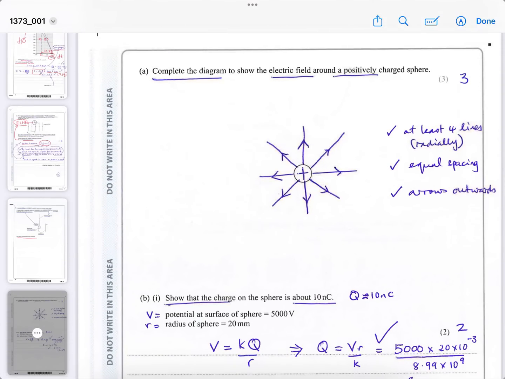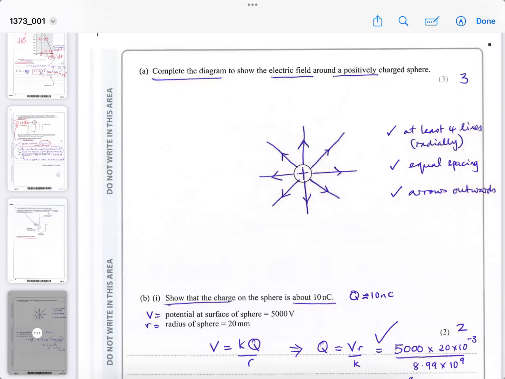They then want you to simply complete the diagram. They've drawn you the circle on your paper, if you've got a blank copy, to show the electric field around a positively charged sphere. The reason they're telling you it's positively charged is that they want to see if you know which direction to draw the field lines in.